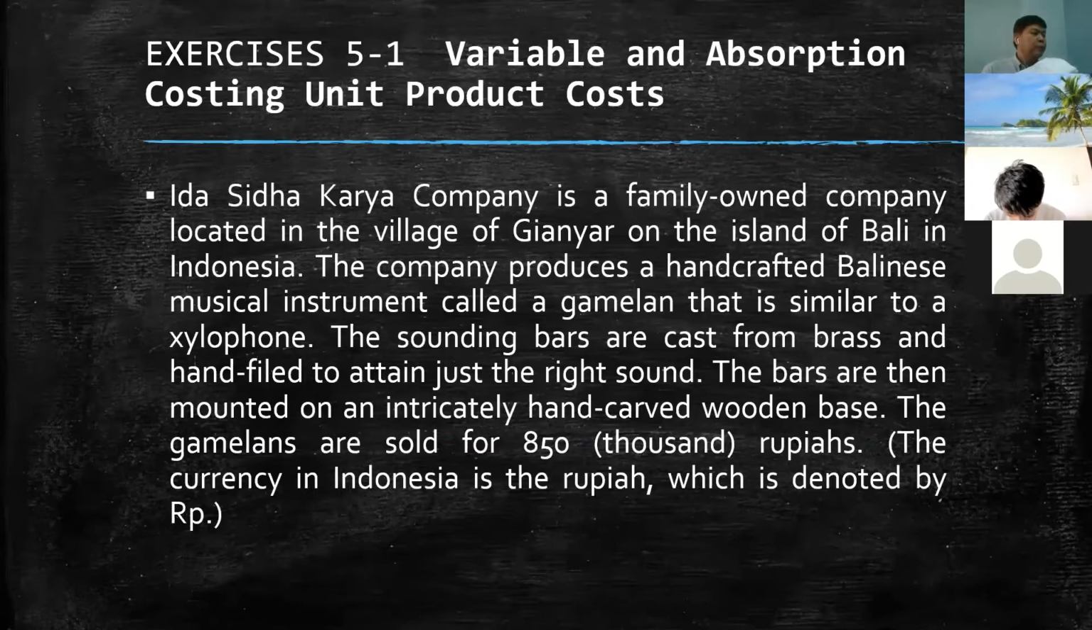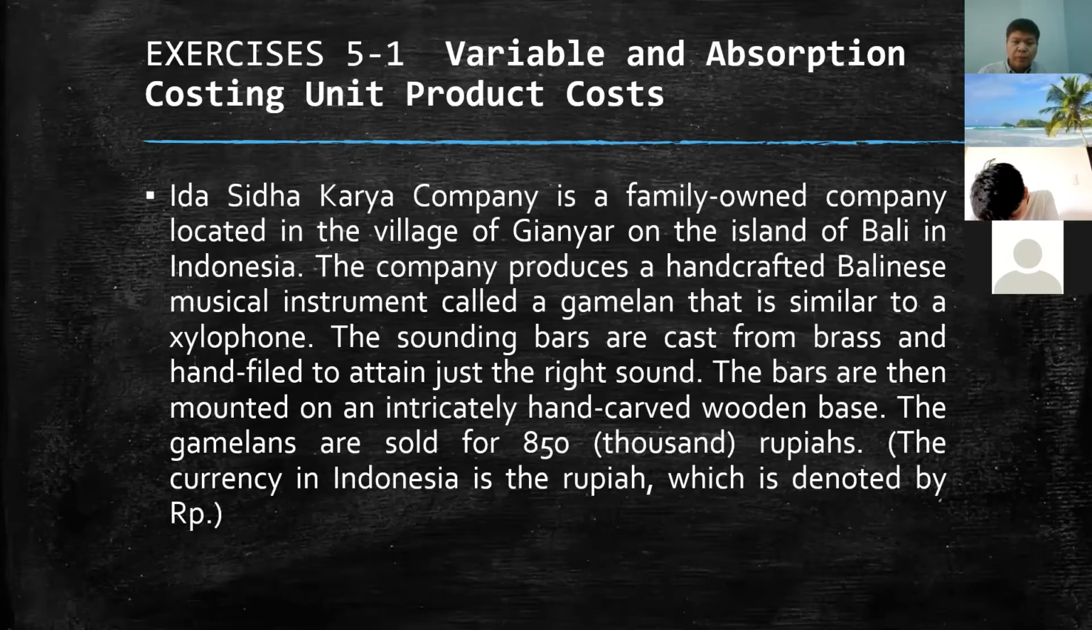Okay. So, variable and absorption costing unit product cost. Ida Sidha Karya Company is a family-owned company located in the village of Gianyar on the island of Bali in Indonesia. The company produces a handcrafted balanced musical instrument called the gamelan that is similar to a xylophone. The sounding bars are cast from brass and hand filled to attain just the right sound. The bars are then mounted on an intricately hand-carved wooden base.